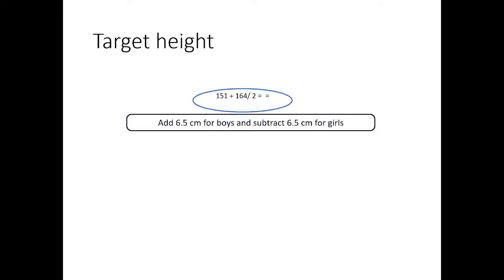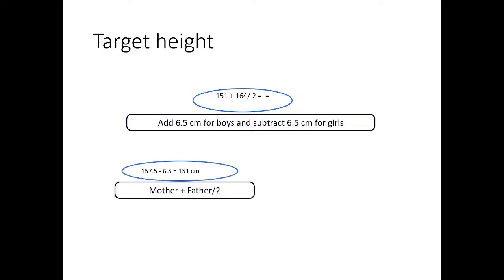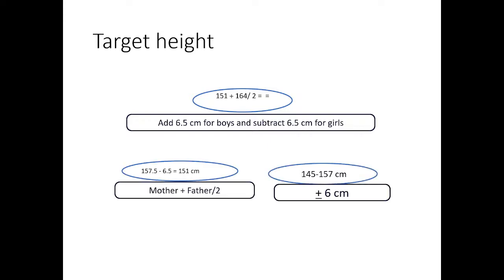ठीक है. So 151 plus 164 divided by 2. अब इसमें हम क्या करेंगे? हमने फार्मूला देखा था, because this is a girl child, so I need to subtract 13 from that. Okay, 151 plus 164 minus 13 divided by 2, it will come roughly 151 centimeter, and then the range is 145 to 157 centimeter.